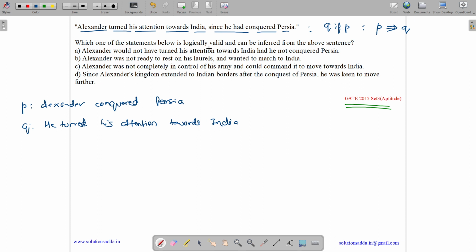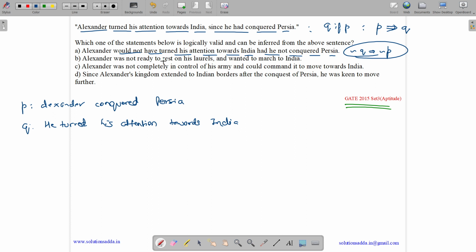Which of the following statements below is logically valid and can be inferred from the above sentence? Alexander would not have turned his attention towards India had he not conquered Persia, which means if he had not conquered Persia, then he would have not turned his attention towards India, which means negation of Q implies negation of P.